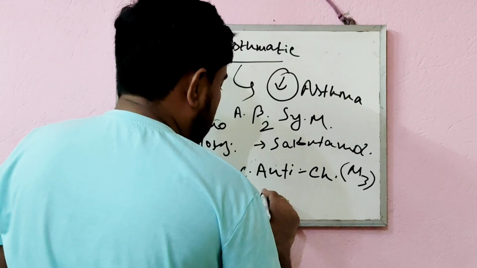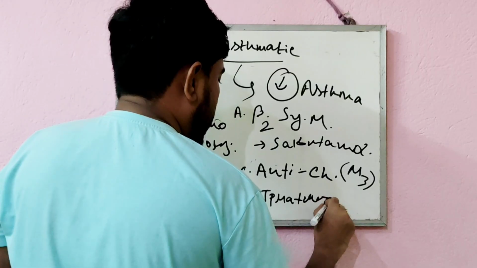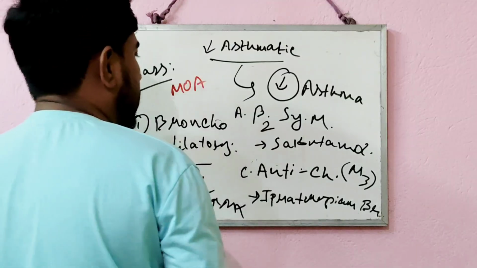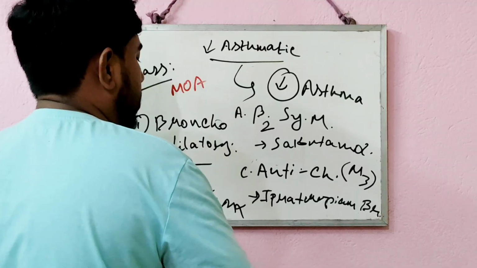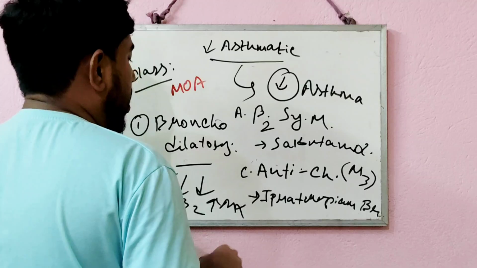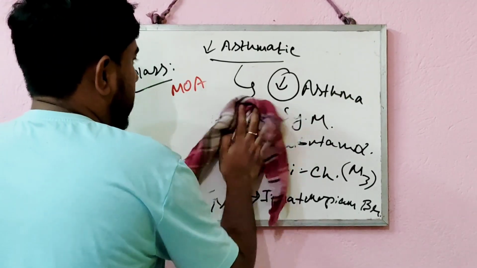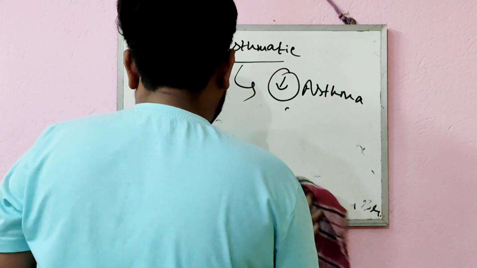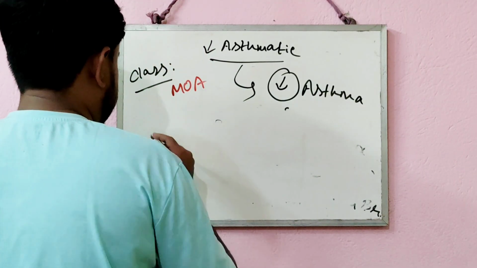What is the example of that? Ipratropium bromide, tiotropium bromide, etc. So what are the subclasses? Beta 2 sympathomimetic, examples are salbutamol and terbutaline. The second type is methylxanthine, example is theophylline, and the third one is anticholinergic, especially M3 blocker, that is ipratropium bromide. So that was the first class and its subclasses that generally act as bronchodilators to treat asthma as anti-asthmatic drugs.